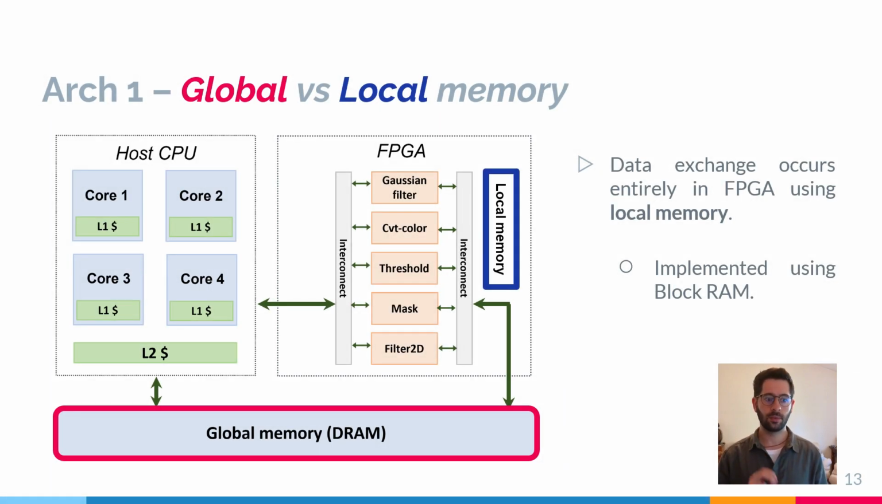In the first one, we evaluate the impact of using local memories inside the FPGA to improve data locality and to reduce memory transactions involving the main memory. And the local memory is implemented on top of the Kria FPGA using block RAMs.